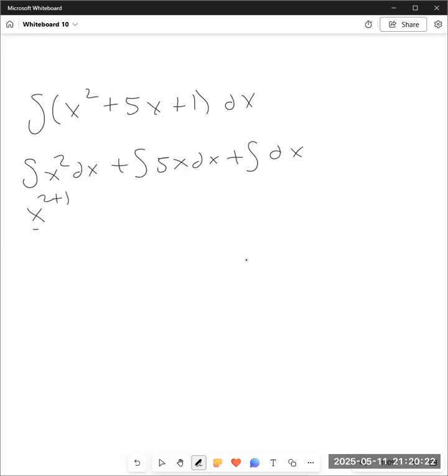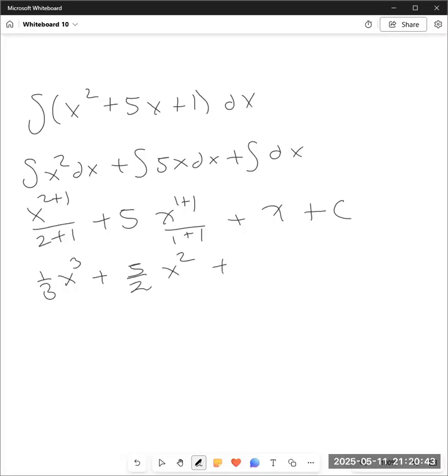So this is going to be x to the 2 plus 1 over 2 plus 1, plus 5 times x to the 1 plus 1 over 1 plus 1, plus x plus c. That is 1/3 x to the 3rd plus 5 halves x to the 2nd plus x plus c. That was number 29. Now let's look at number 33 and 35 to wrap up this video.